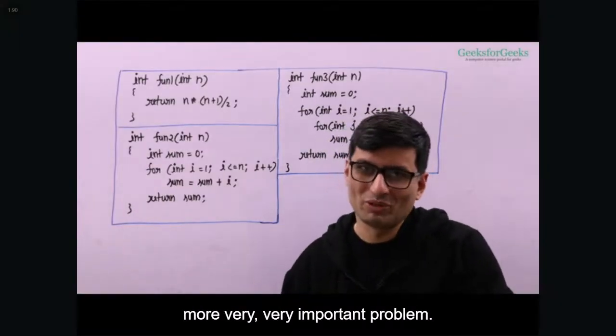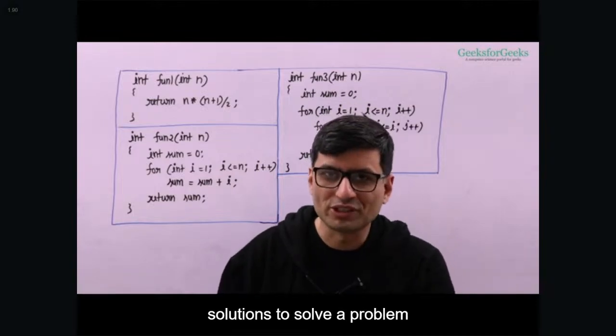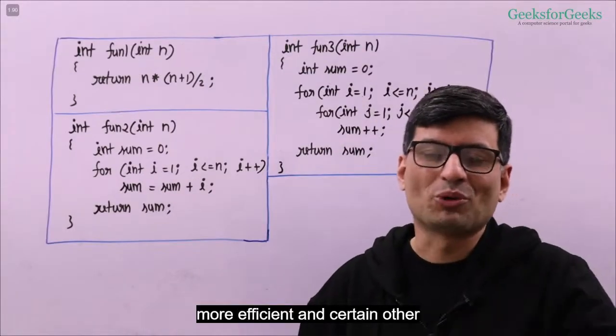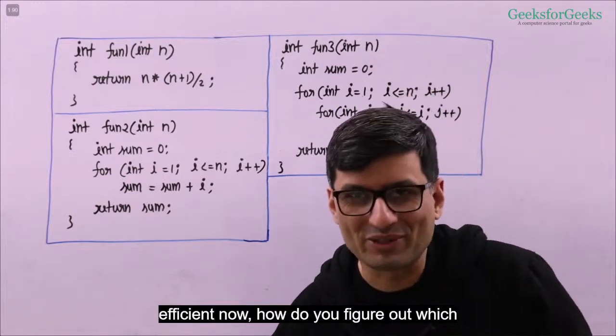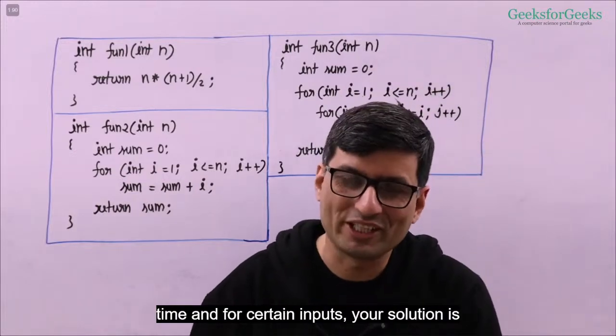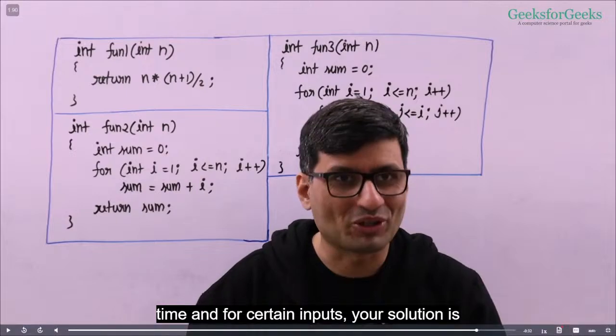Now comes one more very important problem. Say you and your friend both wrote different solutions to solve a problem. For certain inputs, your friend's solution is more efficient, and for certain other inputs, your solution is more efficient. Now, how do you figure out which one is more efficient? Because for certain inputs, his solution is taking less time, and for certain inputs, your solution is taking less time.